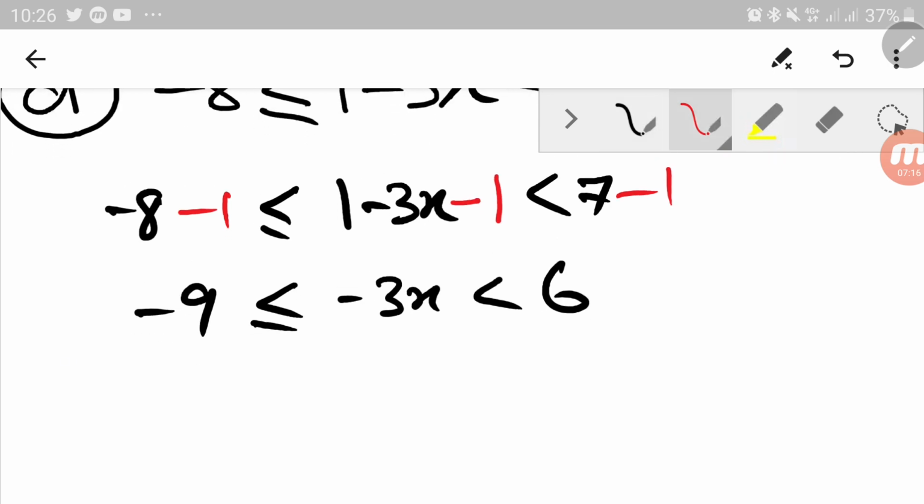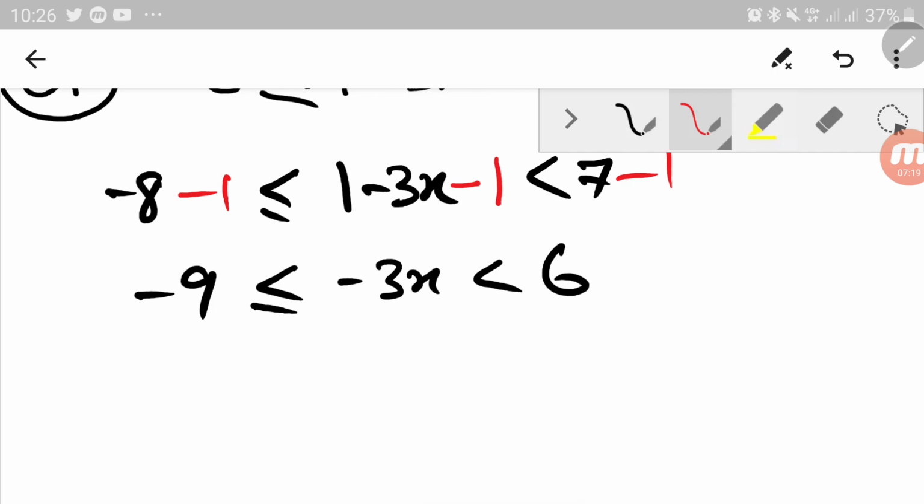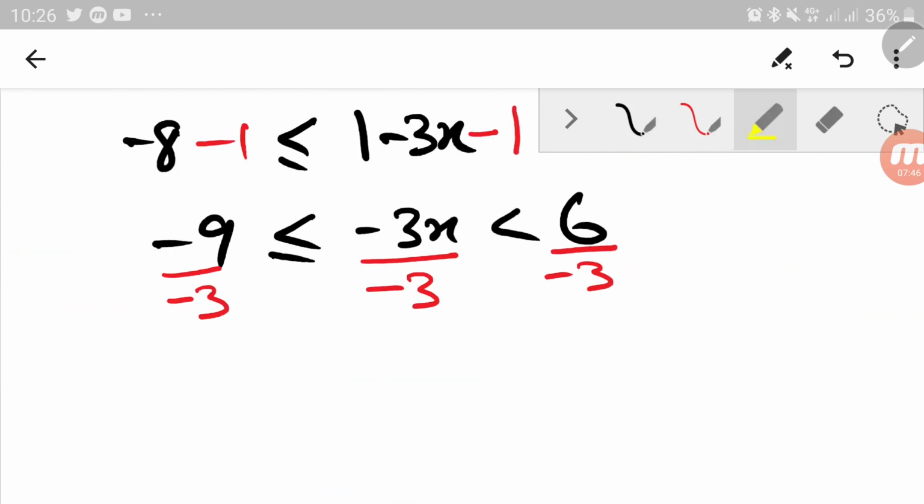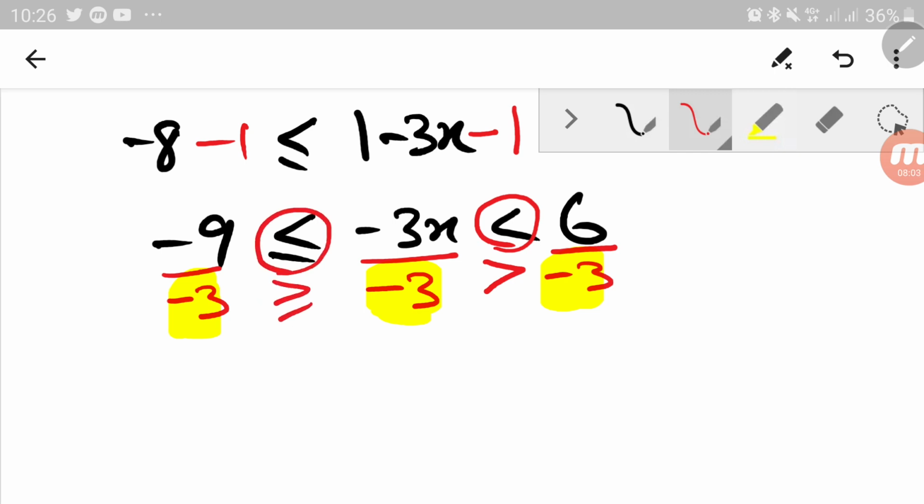Okay, so for this one we need to divide by minus 3. So divide by minus 3, divide by minus 3, divide by minus 3. In the previous example we were dividing each term by a positive number 2. There's nothing that changes, nothing affects the sign. But for this one, since we divide or multiply by a negative value, we need to flip the sign. From less than it becomes greater than, from less than or equal it becomes greater than or equal.